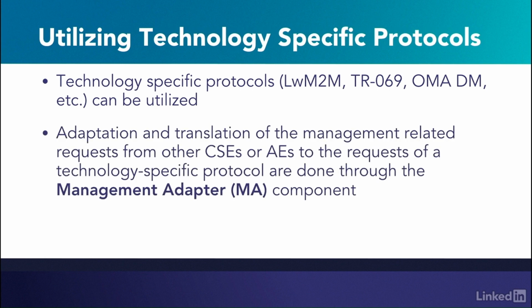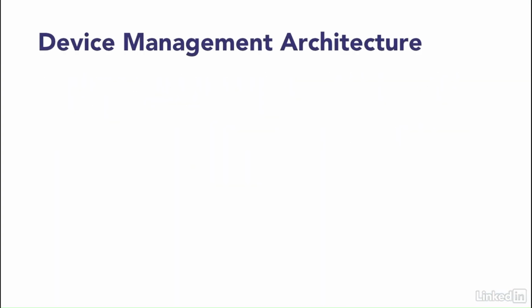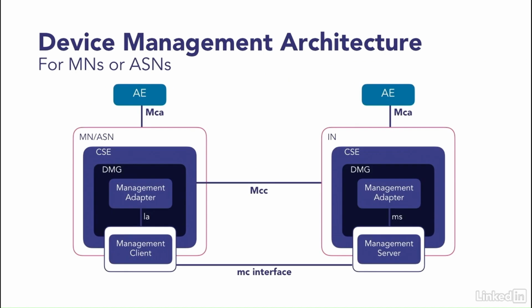The adaptation and translation of the management-related requests from common services entities or application entities to the requests of the technology-specific protocols are done through the management adapter. In this diagram, the management adapter component within the DMG of the infrastructure node performs adaptation between the DMG and one or more management servers using the MS interface. The management adapter component in the DMG of the middle node or application service node performs translation and adaptation between the DMG and the management client using the LA interface. The MC interface used between the management server and the management client is dependent on the technology-specific protocol used.